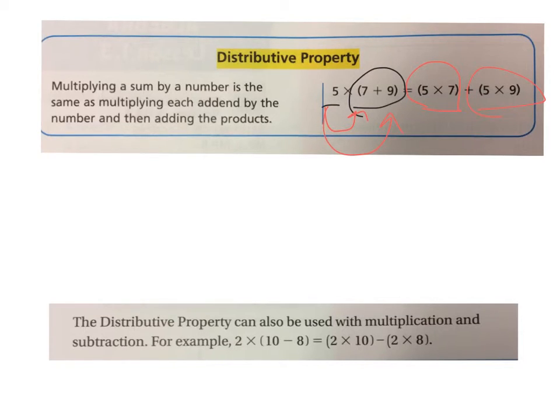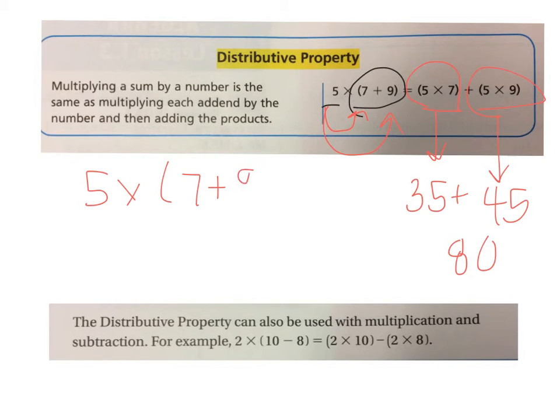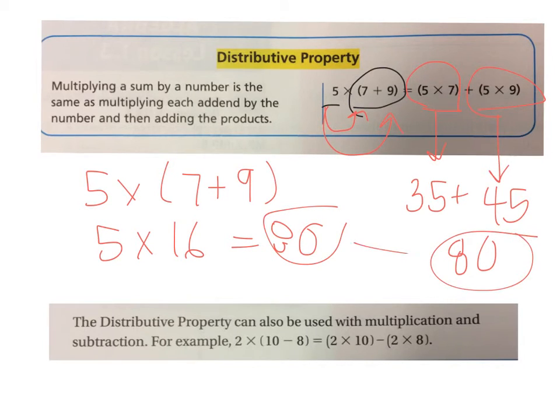Is that easier? Yeah. So what's 5 times 7? We know that math fact in our head. And what's 5 times 9? 45. What's 35 plus 45? 80. So let's see if that is truly the same. So if I did 5 times 7 plus 9, what did we say 7 plus 9 was? 16. Okay, what's 5 times 16? 80. So do the two answers equal the same? Yeah, they're the same. Which one's easier?